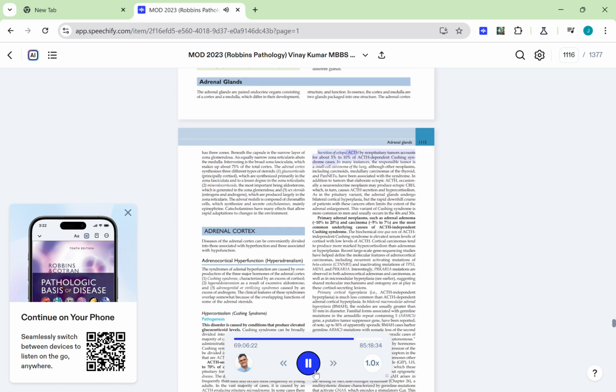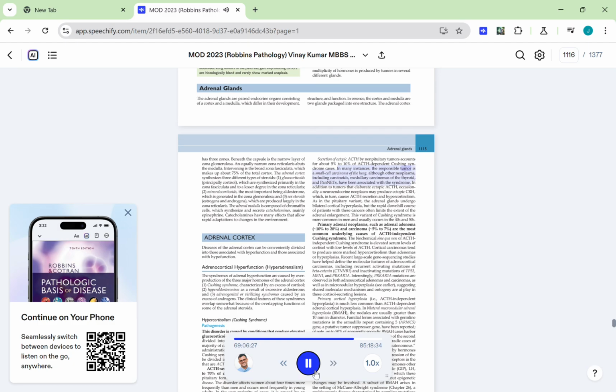Secretion of ectopic ACTH by non-pituitary tumors accounts for about 5% to 10% of ACTH-dependent Cushing syndrome cases. In many instances, the responsible tumor is a small cell carcinoma of the lung, although other neoplasms, including carcinoids, medullary carcinomas of the thyroid, and pancreatic tumors, have been associated with the syndrome.